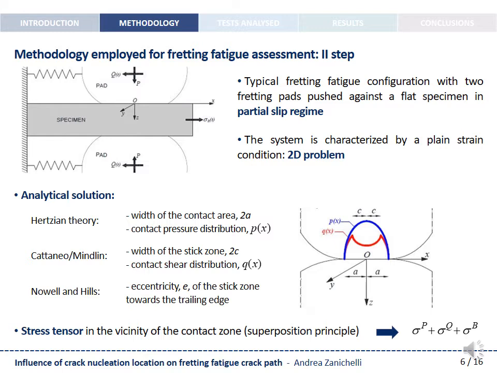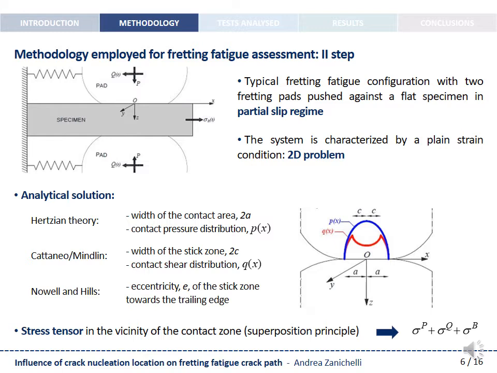whereas the specimen may experience an axial stress named bulk stress sigma B. This system is characterized by a plane strain condition and may be consequently considered as a bidimensional problem. The width of the contact area is obtained by means of the Hertzian theory as well as the contact pressure distribution between the specimen and the pads that is represented in blue in the figure on the right.